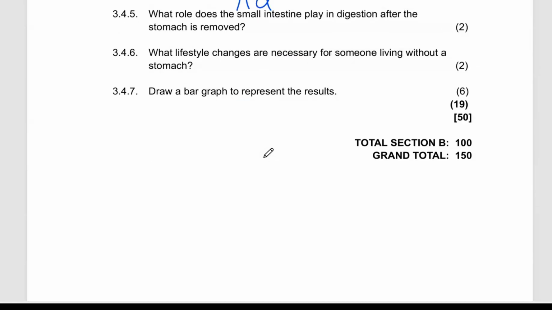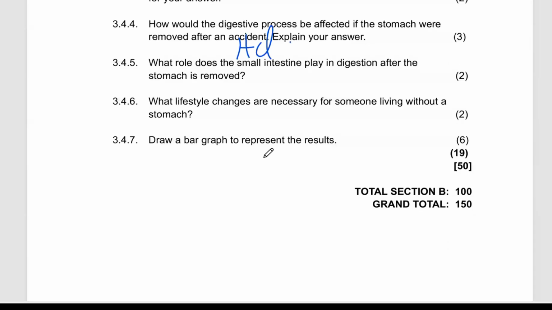Now, what lifestyle changes are necessary for someone living without a stomach? Basically, you have to eat small portions. You have to chew very well. That's what I talked about. Eat more proteins so that you're able to develop your body. Then do not drink liquids with the meals, to prevent this mixing.